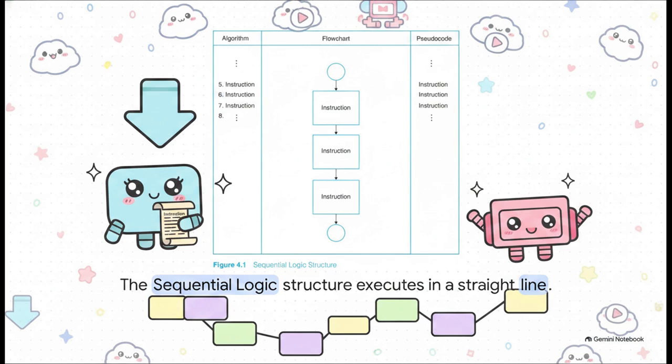You can actually map this out to see how simple it really is. Whether you're looking at a written algorithm, a flowchart, or pseudocode, this sequential logic structure is literally just a straight, downward-pointing line of instructions. It just flows predictably from one step to the next. It is the absolute simplest logic structure out there, and every single coding problem uses it, either all on its own or as the baseline for much more complex operations.